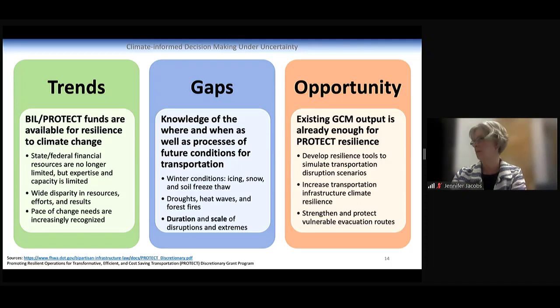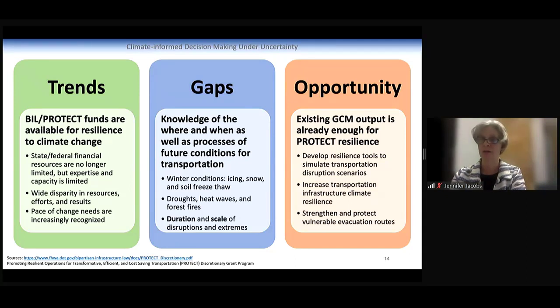We also recognize that the pace of change within transportation is not keeping up with the pace of climate change. People, I think, are familiar with ecosystems, wetlands, salt marsh migration, species being able to migrate. We've got a transportation community that can't migrate. It's not migrating fast enough.